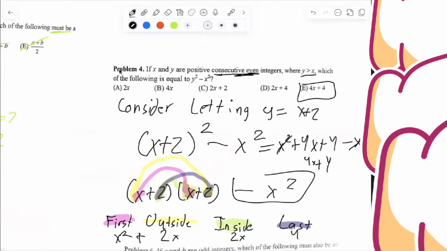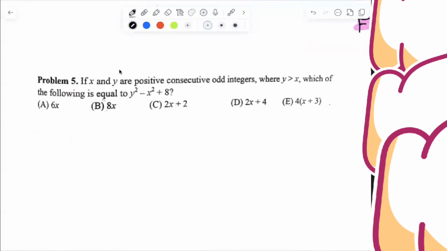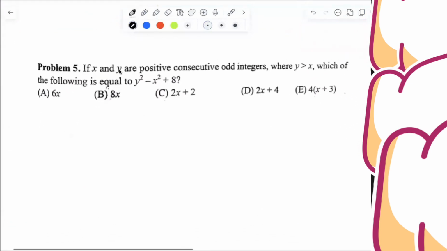Alright, let's move on to problem 5. X and y are consecutive odd integers where y is greater than x. Which of the following is equal to y squared minus x squared plus 8? To be honest, this is pretty much the last question, but adding something. I'll let you have a try on this question and tell me your answers in chat.